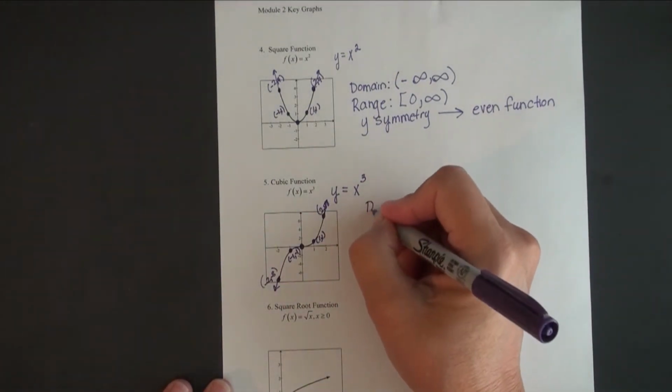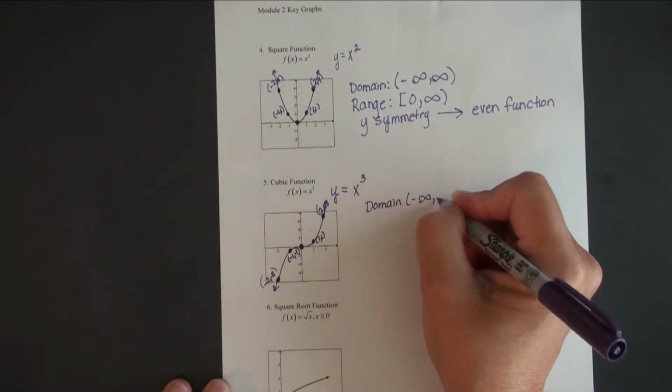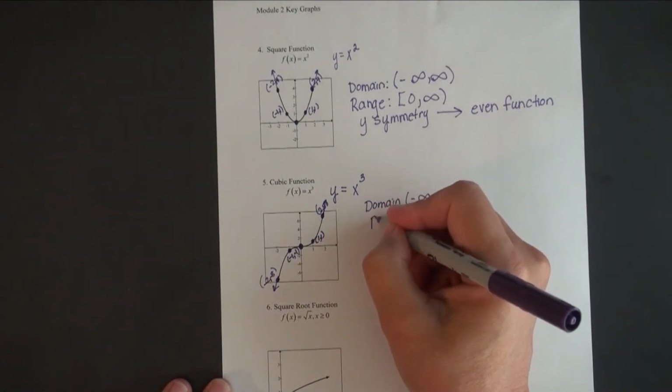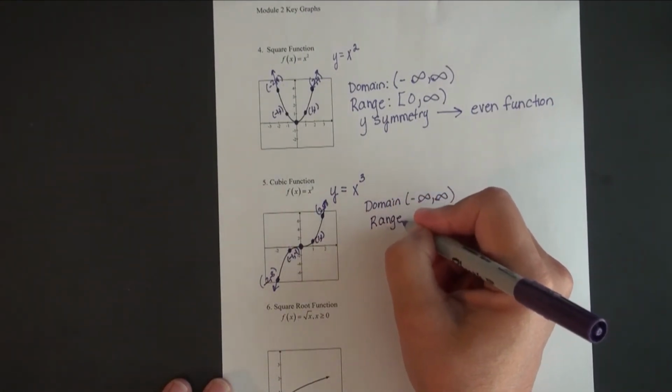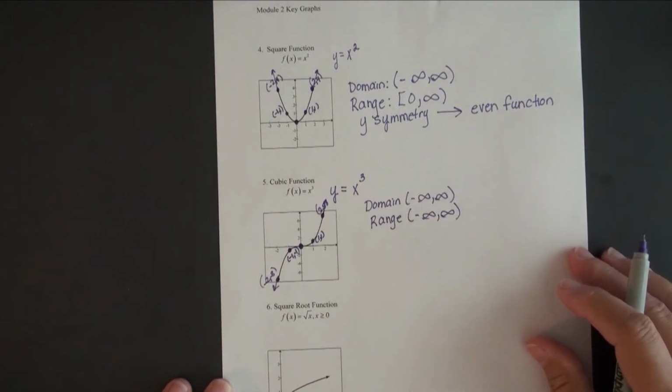So we know our domain is minus infinity to infinity. Our range is minus infinity to infinity. We have no lowest and no highest point. We have no point furthest to the left and no point furthest to the right.